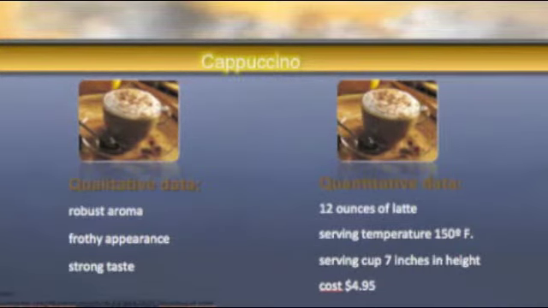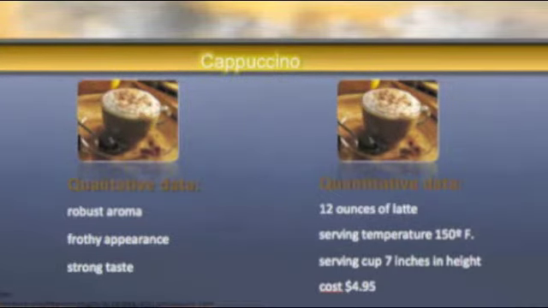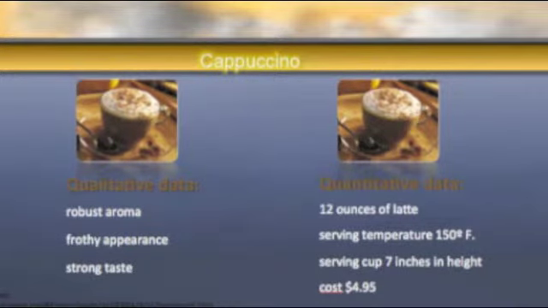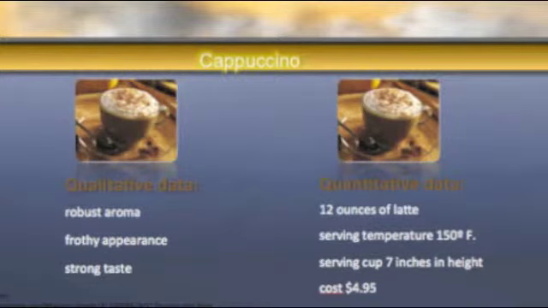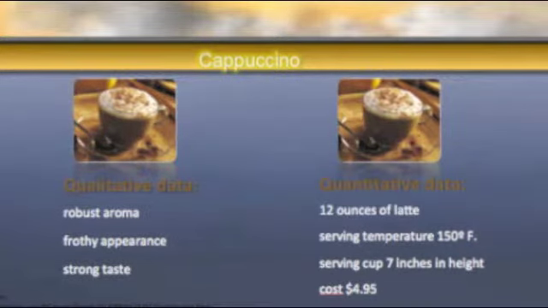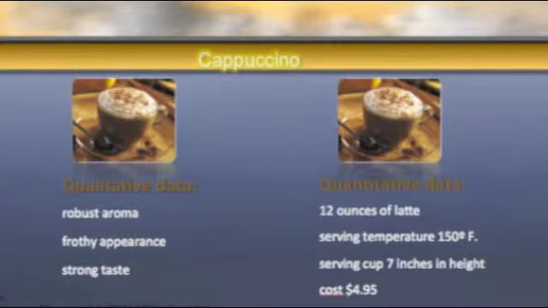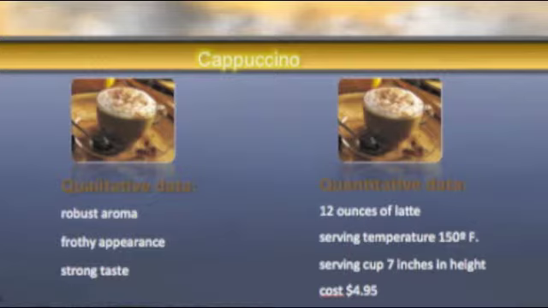So your qualitative data would be looking at those characteristics that talk about the quality, that are very descriptive, like it's got a robust aroma, frothy appearance, it's got a strong taste. Those you qualify, you can't really quantify. Quantitative data is like, okay, how much? It's 12 ounces, it's at a temperature of such and such, the cup is this big and this high, it costs this amount of money. So you get your real numbers and data that you can compare and look at together.